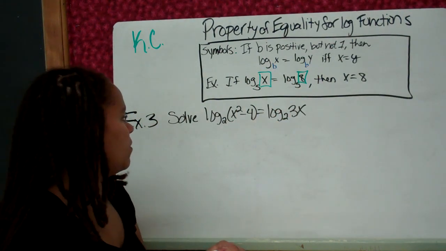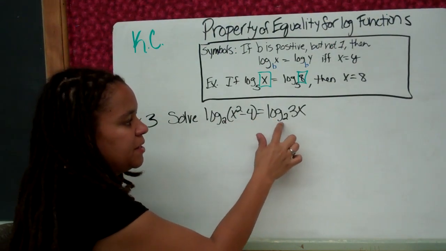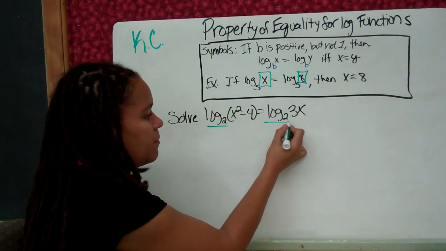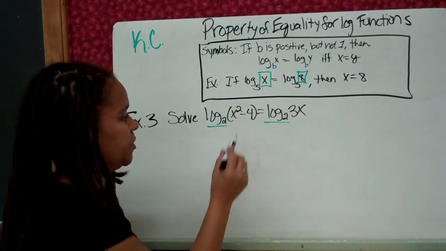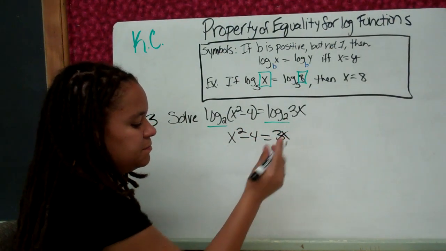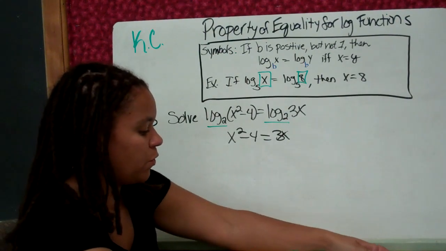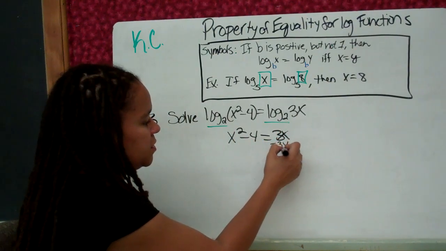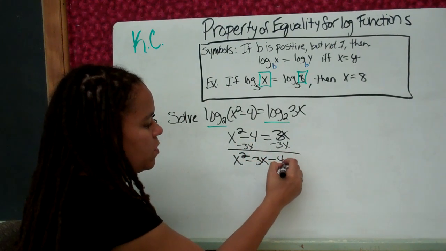All right, let's look at an example. Solve log base 2 of (x squared minus 4) is equal to log base 2 of 3x. The key here is that it's log base 2 on both sides. If you have the same bases, then you can set the x and the y equal to each other. So I can set x squared minus 4 equal to 3x. It'll just be a quadratic, so I get everything on one side, set equal to 0, and subtract 3x from both sides. You'd have x squared minus 3x minus 4 equals 0.